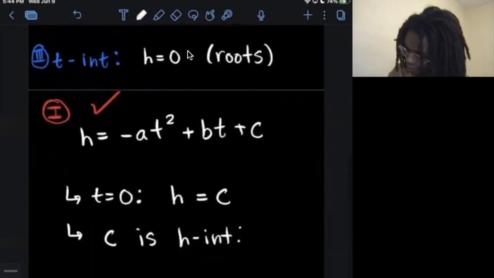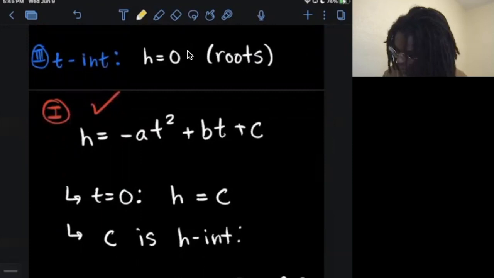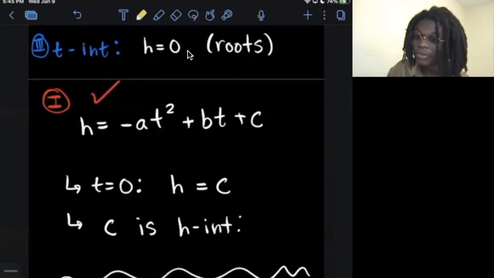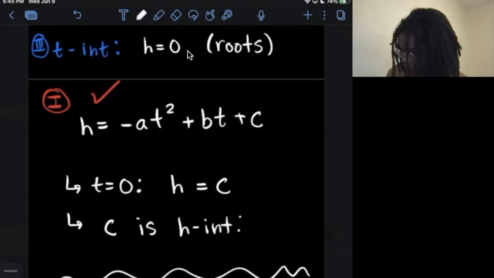Let's go ahead and go to the second part. For the second part, we have to transform our function h into vertex form. To do that, the first step is to factor out this negative a up here. So we have negative a, parentheses, t squared minus b over a t minus c over a.